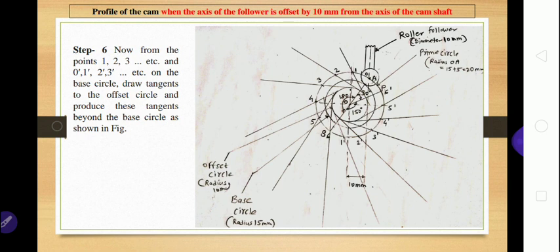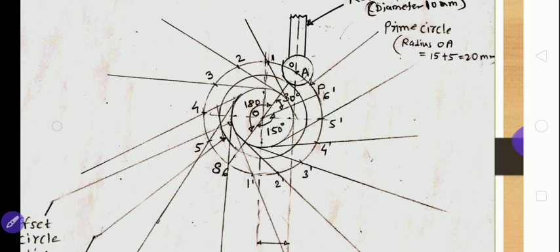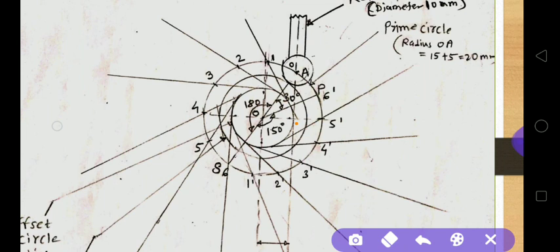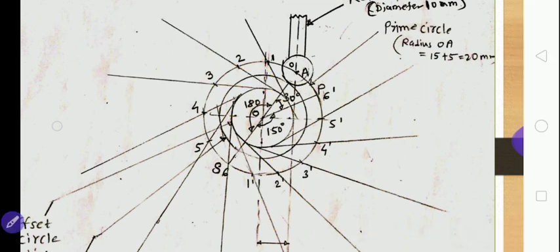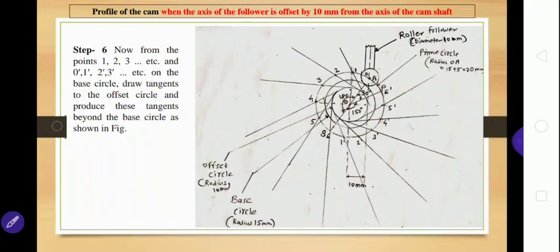as there is an offset to the follower, we have to join these points 1, 2, 3, 4, 5, 6 and 1 dash, 2 dash, 3 dash, 4 dash, 5 dash, 6 dash by tangents to the offset circle. So draw tangents to the offset circle passing through these points. If I draw a tangent to the offset circle passing through 1, extend this line, again a tangent to the offset circle passing through the second point, a tangent passing through the fourth point, like that tangents passing through 1 dash, 2 dash, 3 dash, like that to all points we draw the tangent to the offset circle in the sixth step.